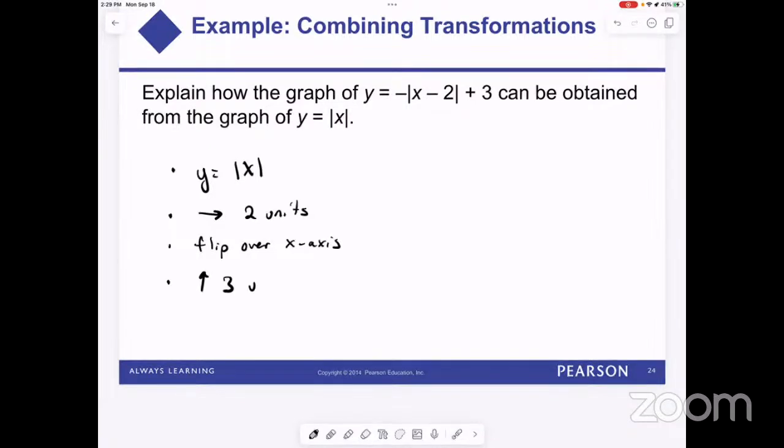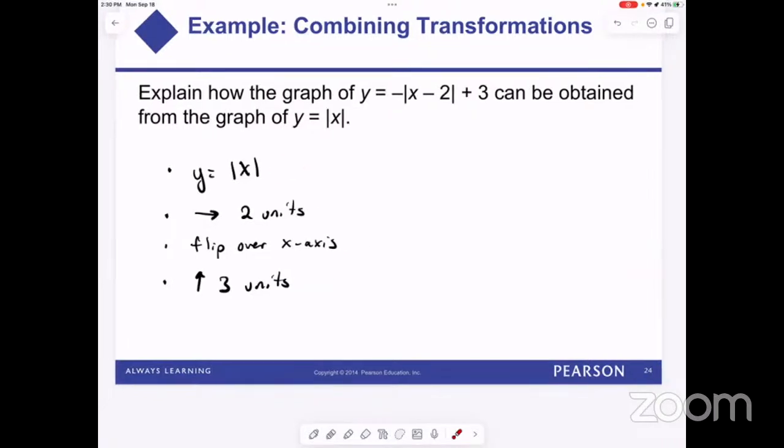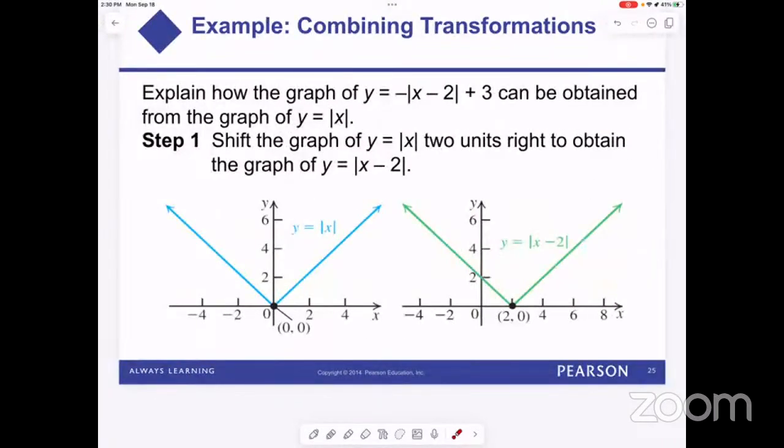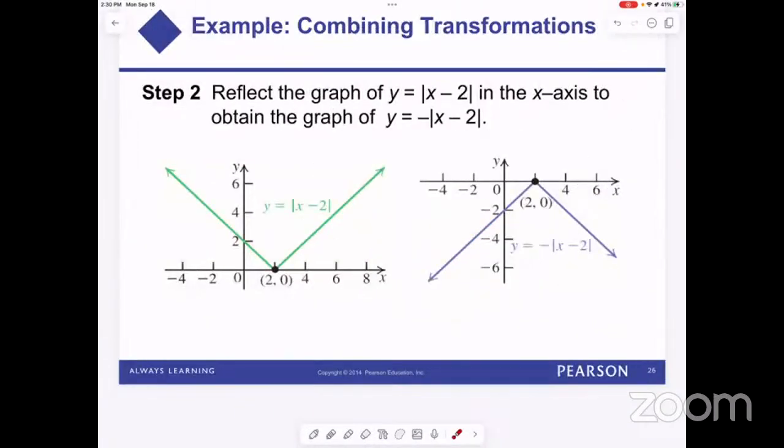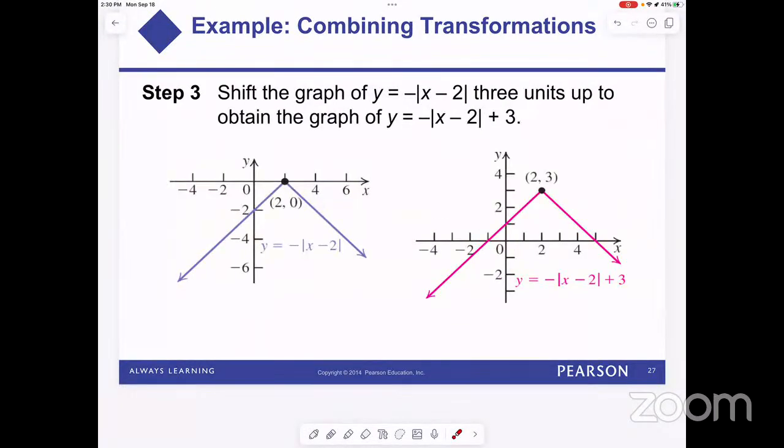All right. So these are our transformations. We're starting with a V-shaped graph. It says to go right 2 units, flip vertically over the x-axis, and then go up 3 units. So we can see that here. We started with the V-shaped graph. When we introduced the minus 2, it shifted it to the right by 2 units. When we multiplied the outside by a negative, it flipped it vertically over the x-axis. And then when we added the 3 on the outside, it shifted it up 3 units.